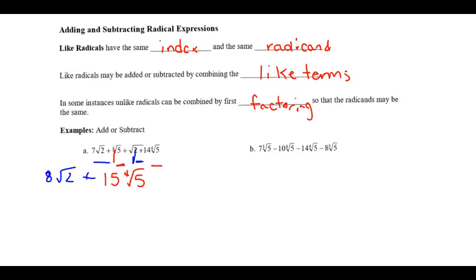But we don't want to do that. We want to leave it as simplest as possible. So we've combined our like terms. We're done. All right, let's take a look at B and find our like terms.